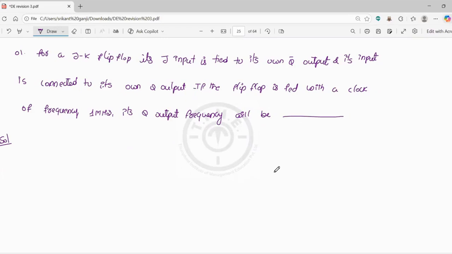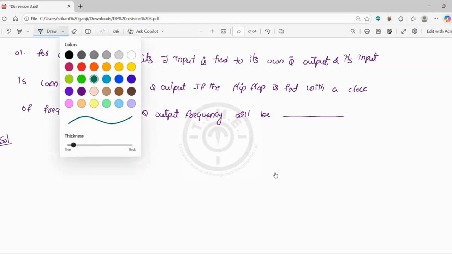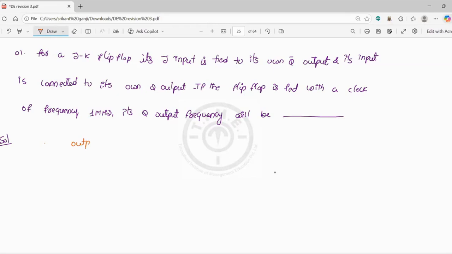Now, what is the output frequency? The formula for a JK flip-flop: output frequency is equal to input frequency by 2. That is 0.5 megahertz. Okay.